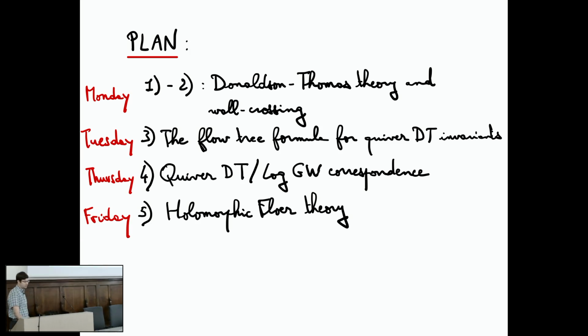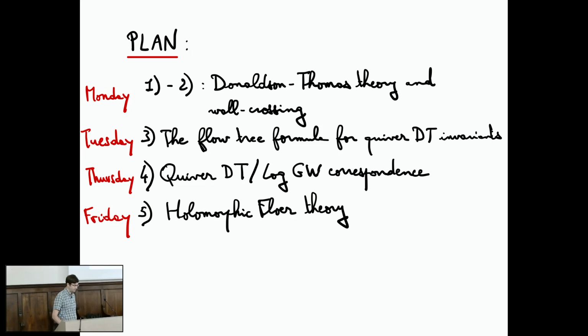On Tuesday, I will talk about the flow tree formula for quiver Donaldson-Thomas invariants. And on Thursday, I will talk about the correspondence between these quiver Donaldson-Thomas invariants and logarithmic Gromov-Witten invariants. So here we'll make some contact with a lecture series of Pierrick Bousseau, which is around logarithmic Gromov-Witten theory. And on Friday, it will be a more speculative lecture around so-called holomorphic Floer theory.